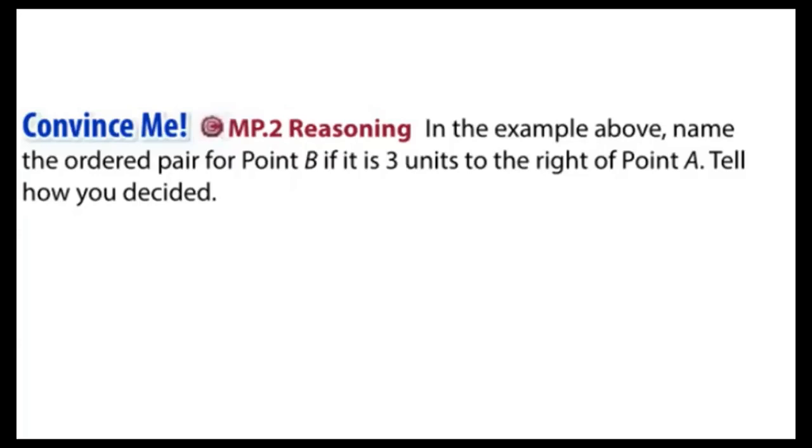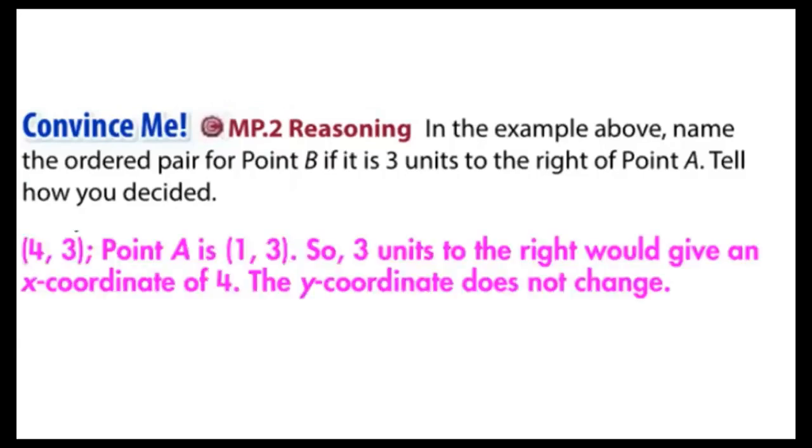Mr. Walid, 4 and 3, because 3 and 4 move just 2 units to the right. But when you move, he ordered me to move 3 units to the right, so the answer will be 4 and 3. Let's see how. 4 and 3 as an ordered pair. At first, this is my answer.